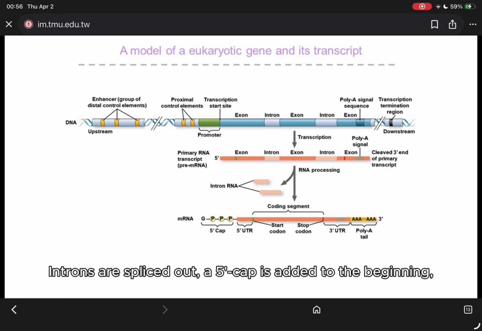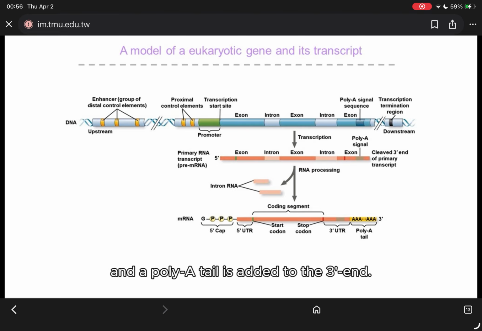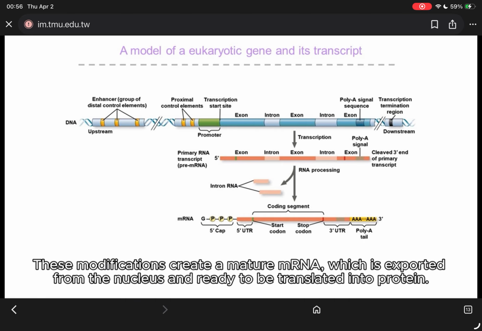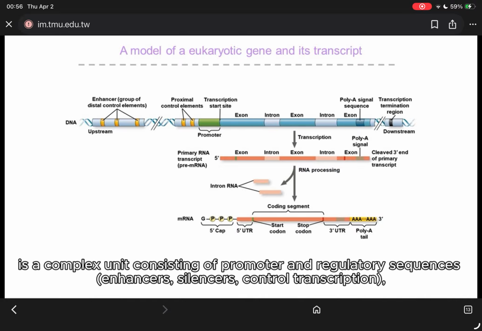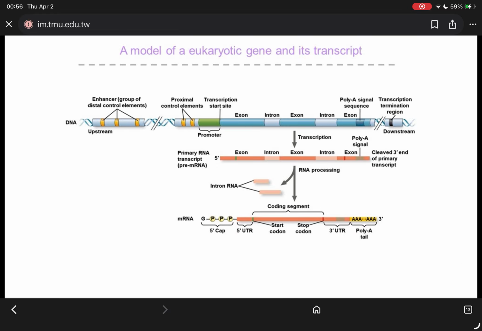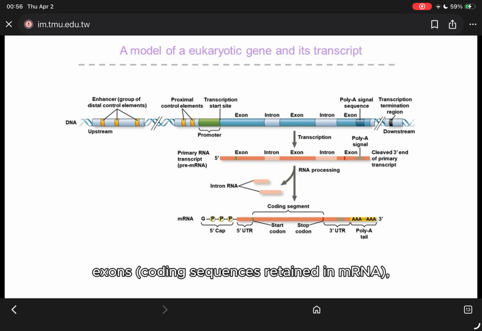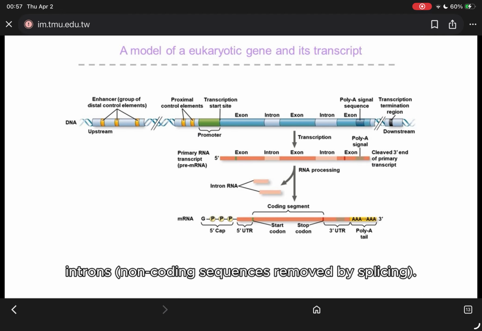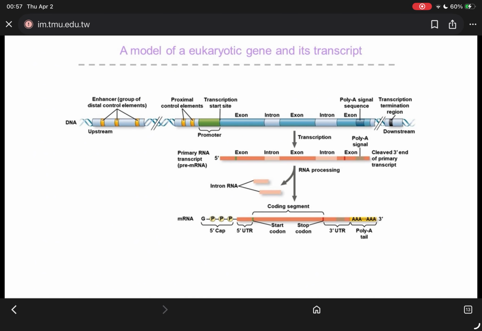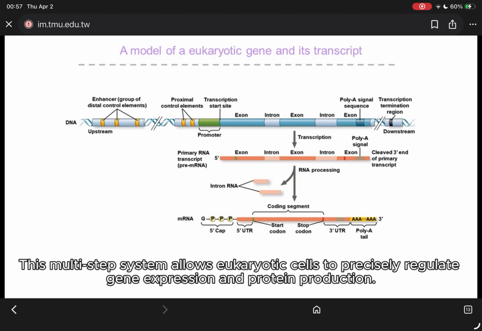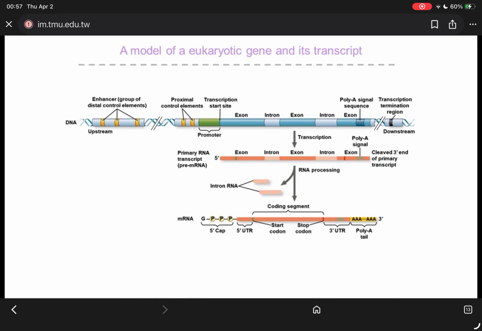Introns are spliced out, a 5' cap is added to the beginning, and a poly-A tail is added to the 3' end. These modifications create a mature mRNA, which is exported from the nucleus and ready to be translated into protein. Summary: a eukaryotic gene is a complex unit consisting of promoter and regulatory sequences; enhancers and silencers control transcription; exons are coding sequences retained in mRNA; introns are non-coding sequences removed by splicing. The primary transcript pre-mRNA must be processed, with splicing, 5' capping, and poly-A addition, before it becomes a mature mRNA. This multi-step system allows eukaryotic cells to precisely regulate gene expression and protein production.